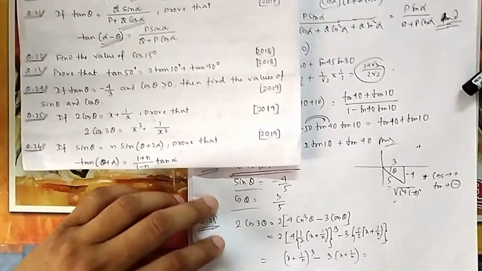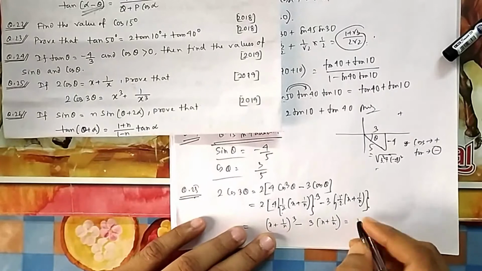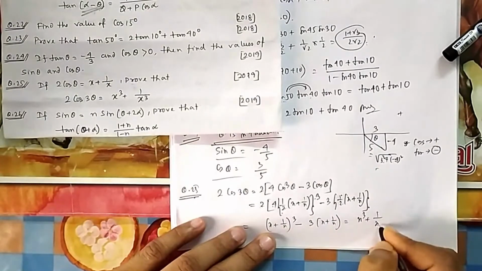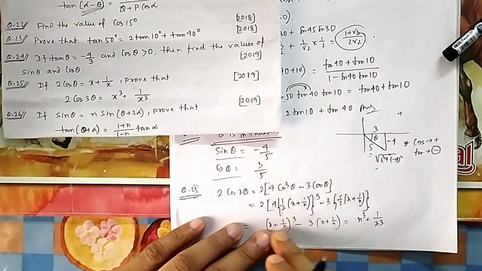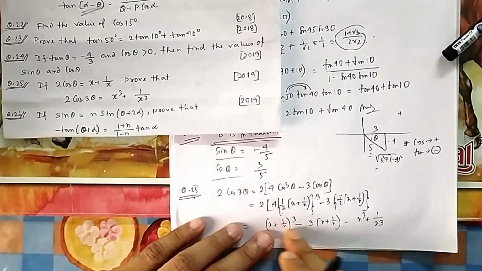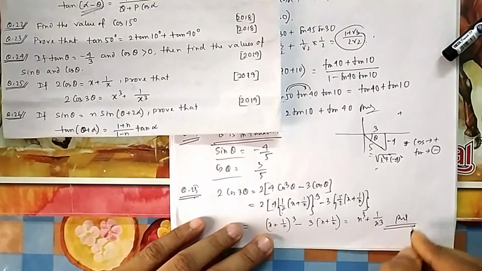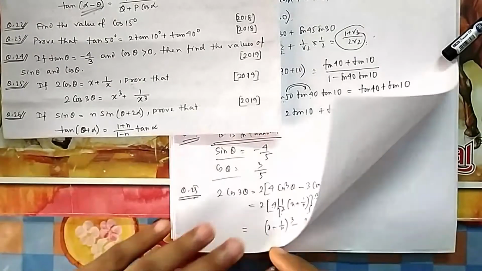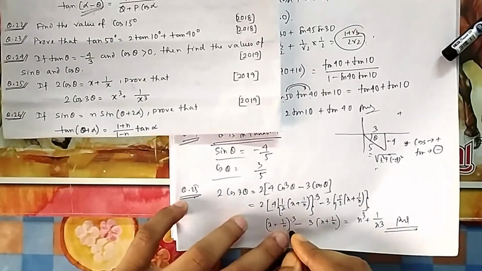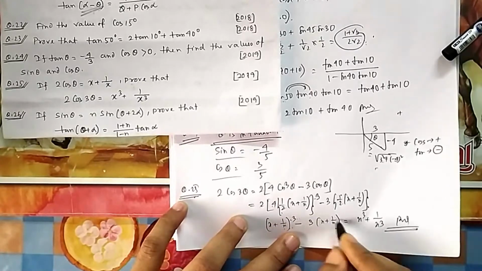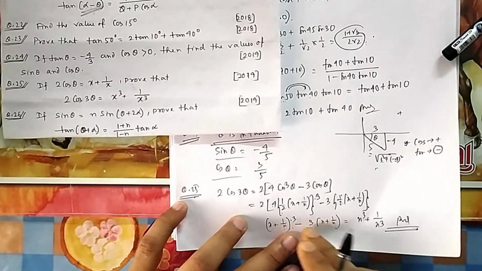Now you can see here a plus b whole cube minus 3 into a plus b. You can directly write a cube plus b cube, or you can expand it also. A cube plus b cube plus 3ab into a plus b, minus 3ab into a plus b. The 3ab part will get cancelled. You will be left with this only. If you expand a plus b whole cube, how will you expand it? A cube plus b cube plus 3ab into a plus b. So 3ab into a plus b will be the same as this one, so plus minus will get cancelled.